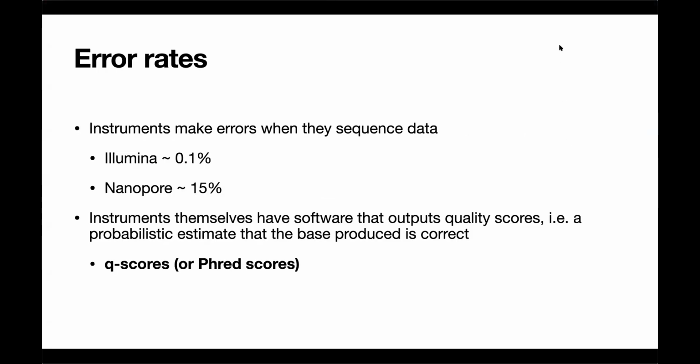Which brings me to the next question that wasn't addressed in this table. What are the error rates? So instruments will always make errors when they sequence data. Simply, if you generate billions of bases, you're going to have millions of errors. But different instruments have very, very different error profiles.